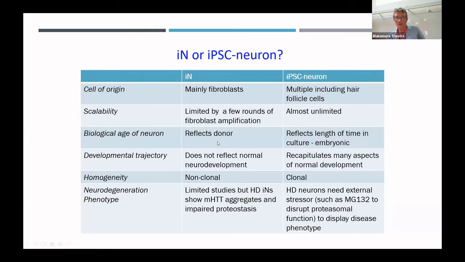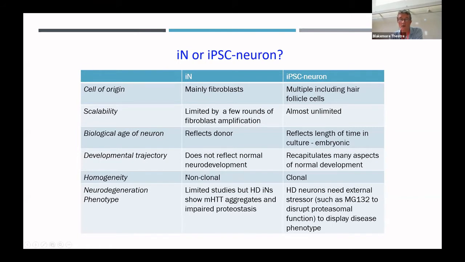I've already mentioned the biological age of the neuron. In the induced neurons, it reflects the donor, whereas in the iPSC neuron, it really reflects the length of time being in culture. They are embryonic, the developmental trajectory. This may be less important for neurodegeneration, where to a first approximation, all they're bothered about is having the mature cell. But if you're interested, for instance, in looking at ASD or schizophrenia, developmental disorders, you might want to have that neuron where you've gone through a pseudo-normal way of development that approximates what happens in vivo. That's not the case in induced neurons.